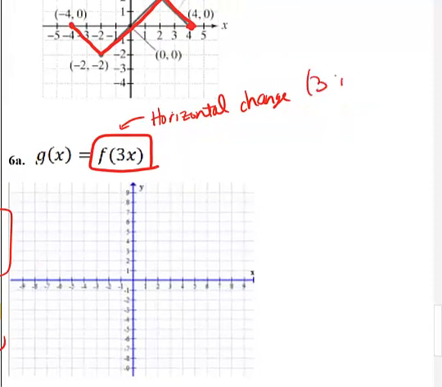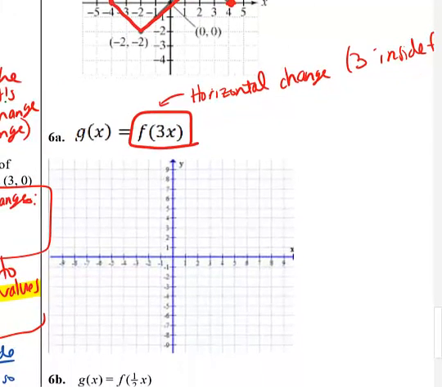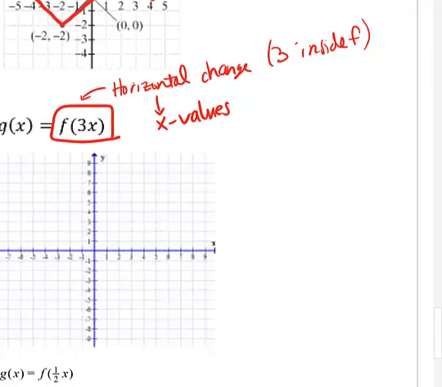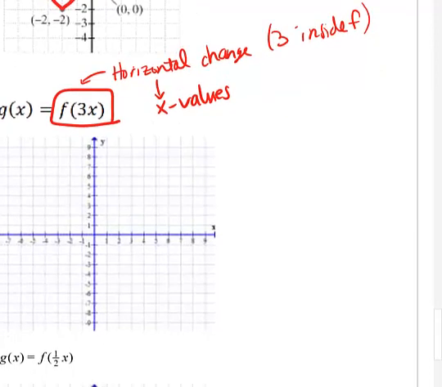3 is inside f. So since it's a horizontal change, the x values are changing because that's what happens as you move things horizontally. And it's the opposite of what I would think. So since there's a 3 multiplying, I'm actually going to do the opposite and divide by 3. So x coordinates are divided by 3.